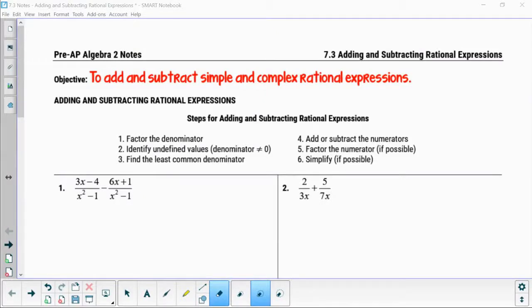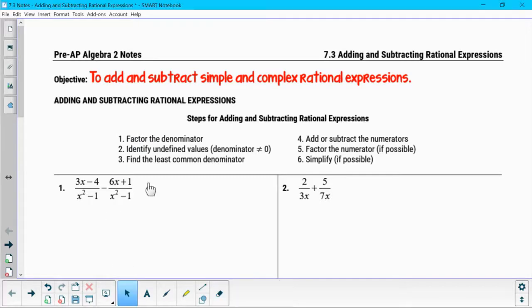Welcome to 7.3 Adding and Subtracting Rational Expressions. Today we are going to go through the steps of addition and subtraction. One thing that's different from what we did with multiplication and division, now we have to actually find a common denominator in order to add and subtract. So we are going to have similar steps.